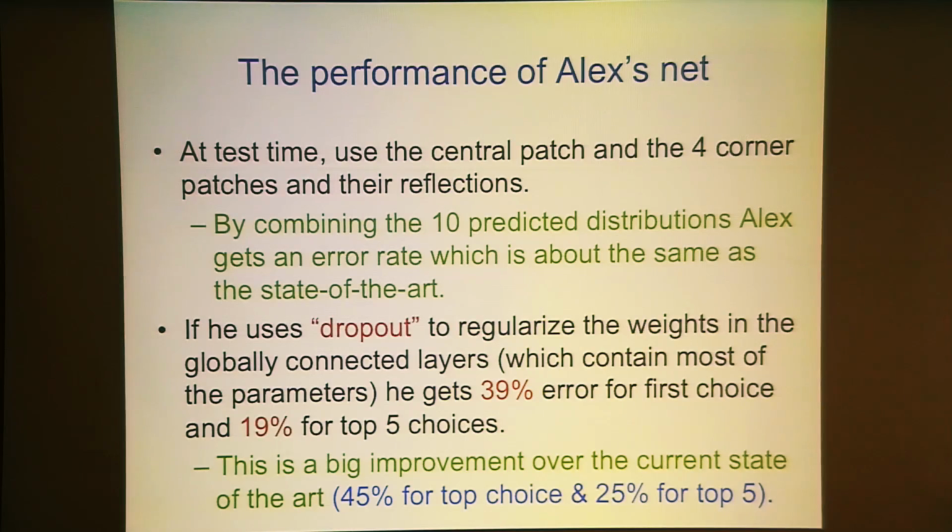And we use our magic new regularizer, which I'll explain in the next lecture. That takes a net that's getting mid-40s error and gets it down to 39% error, and 19% instead of 25% for the top 5 choices. So this is significantly better than the previous state of the art. This is sort of comparable with the improvement we were getting in speech.